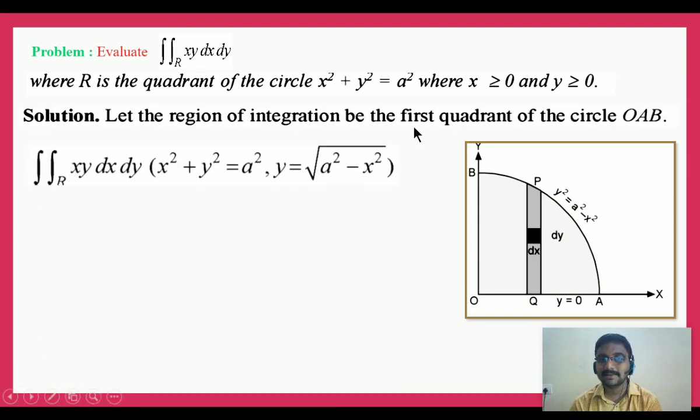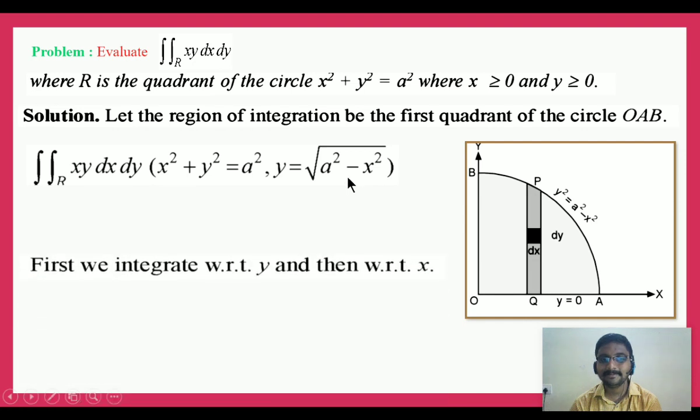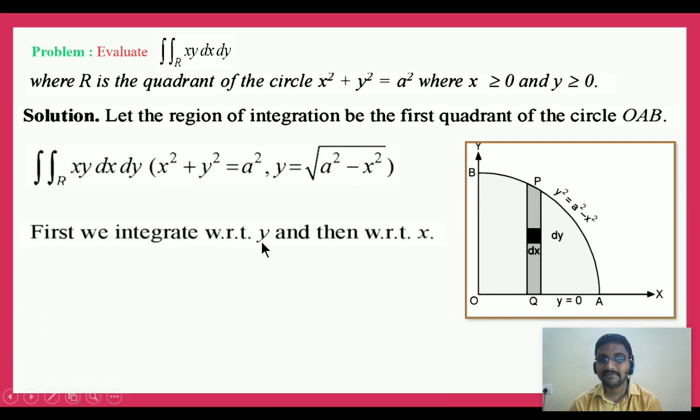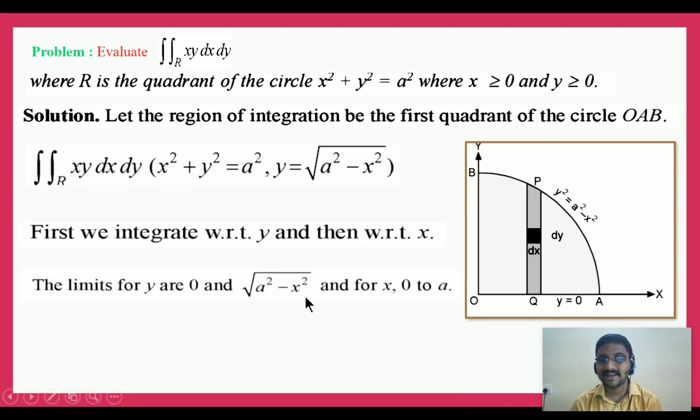Solution. Let the region be the first quadrant of the circle OAB. So it is OAB. The curve is a circle and y equals root of a squared minus x squared. First we integrate with respect to y and then x. The limits of y are 0 to root of a squared minus x squared and x limits are 0 to a. Y varies from 0 to root of a squared minus x squared and x varies from 0 to a.